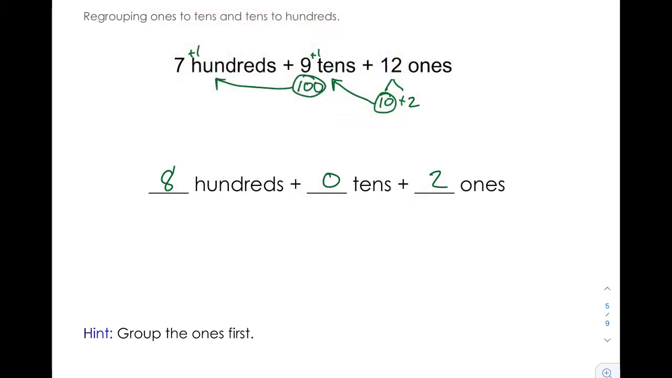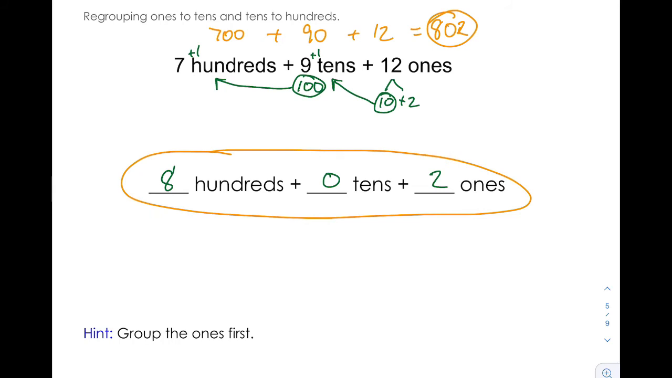Let's double check our answer. Originally, we had 7 hundreds plus 9 tens, which is 90, plus 12. Well, 12 plus 90 makes 102, and 102 plus 700 makes 802. And this answer is also 802.